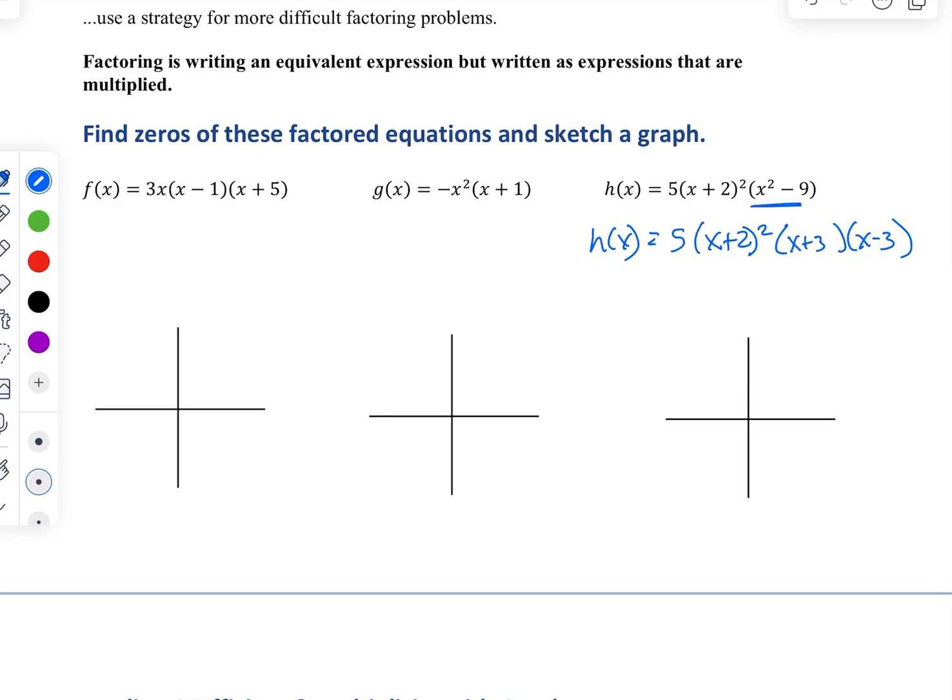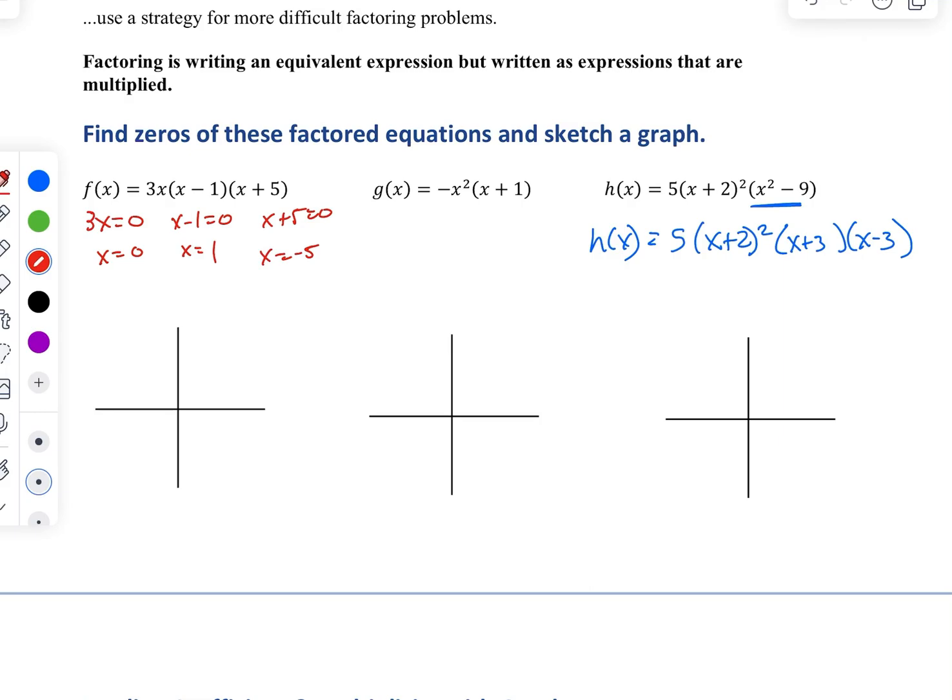So first, let's start off by finding our zeros of our function here. And really, we do that by setting our factors equal to 0. So we're going to set 3x equal to 0. We're looking for when our function equals 0, our y values equal 0. I divide by 3, I get still 0. X minus 1, I set that equal to 0. I add 1, and I get 1. X plus 5 equals 0. I subtract 5, and so I get -5.